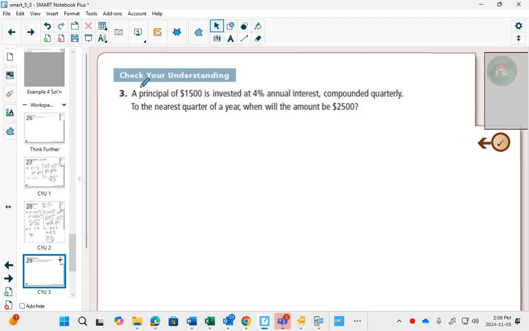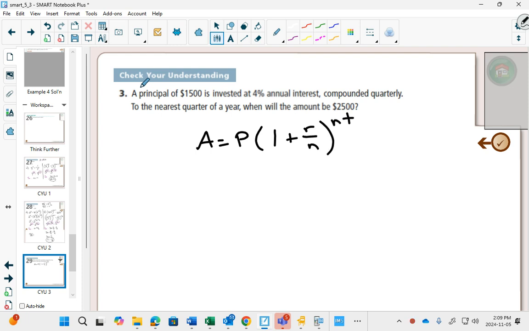A principal of $1,500 is invested at 4% annual interest, compounded quarterly. And so again, they would give you this formula, and they would tell you what each of the things stood for.